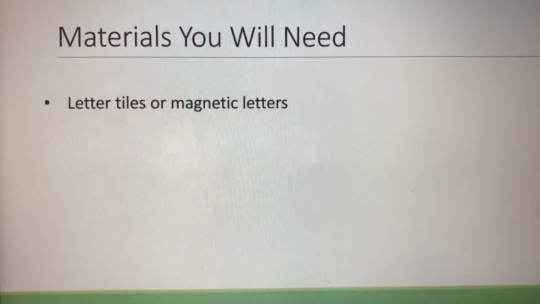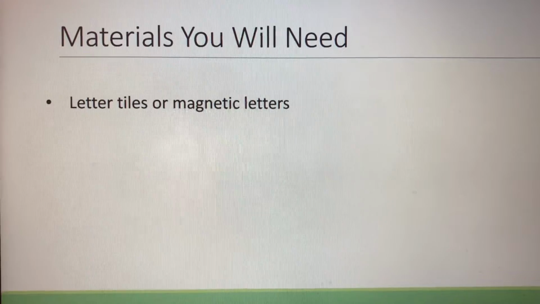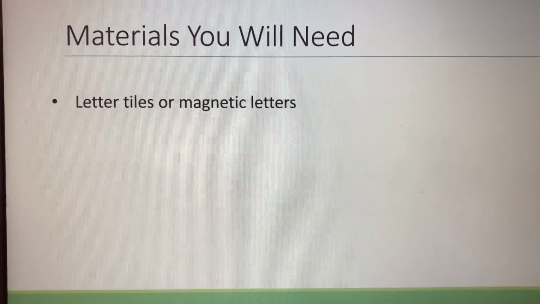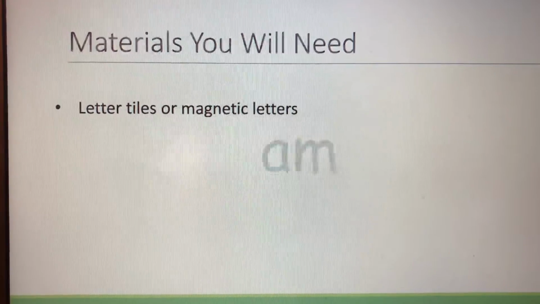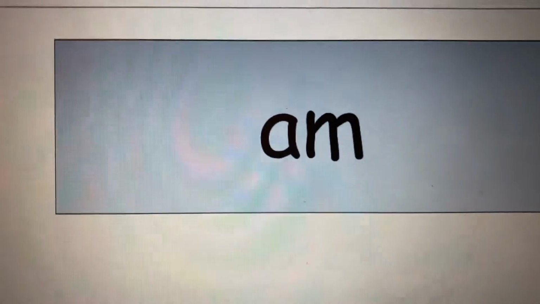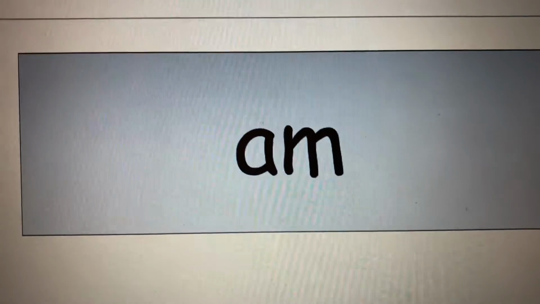Today you're going to need some letter tiles or magnetic letters. Actually, you don't have to have those, just something to write with will work for you again today. And now we're going to jump in and practice our sight words.